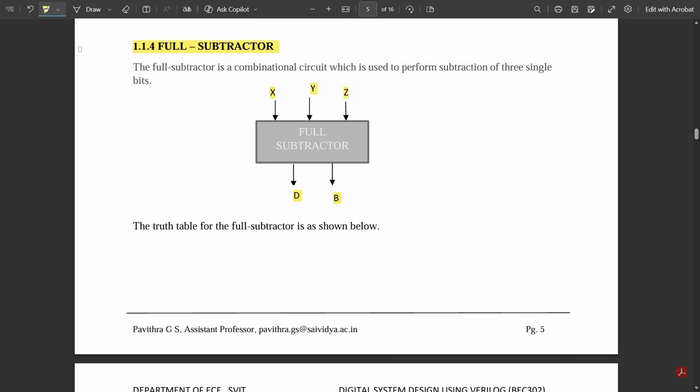The full subtractor is a combinational circuit which is used to perform subtraction of three single bits. So here the subtraction of three single bits is done all together simultaneously in order to get the expressions for difference as well as borrow. This is the basic block diagram of a full subtractor. These are the three inputs x, y, z, given through the full subtractor block, and difference and borrow are obtained. Please note it down.